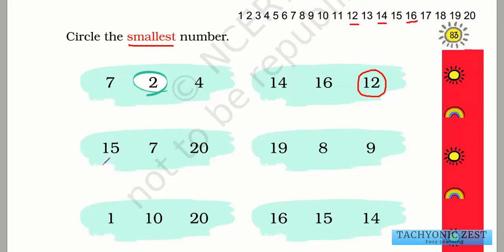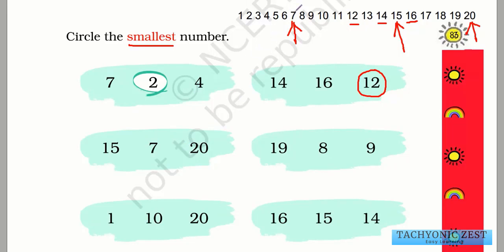In the next question, if we see here, it is 15, 7 and 20. Okay, so 15 is here, 7 is here, and 20 is here. So out of all these three numbers, we have to find the smallest number. To find the smallest number, we have to check which number is coming first. Let us count from 5. So 5, 6, 7. First came 7.